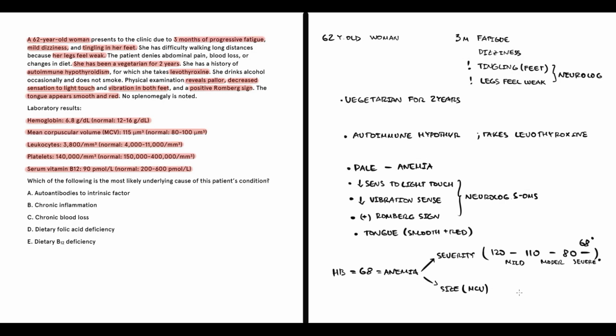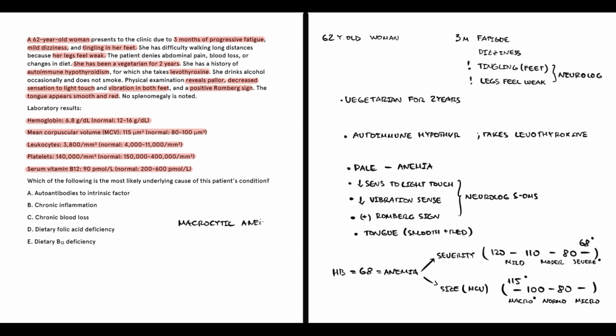The type of anemia we determine by the size of red blood cells, and to determine the size of red blood cells, we look at MCV. In case of MCV, we have to know two numbers: 100 and 80. Everything above 100 is macrocytic, between 100 and 80 normocytic, and lower than 80 is microcytic. In this case, MCV is 115, which is macrocytic anemia.